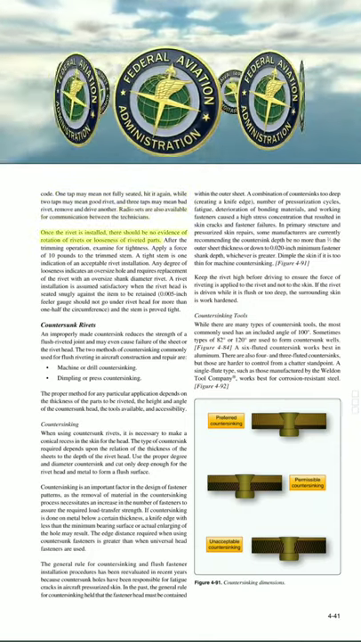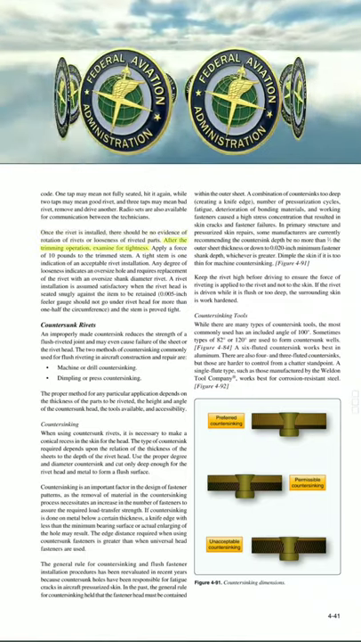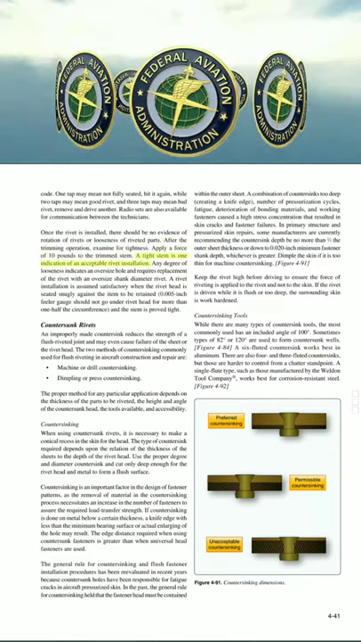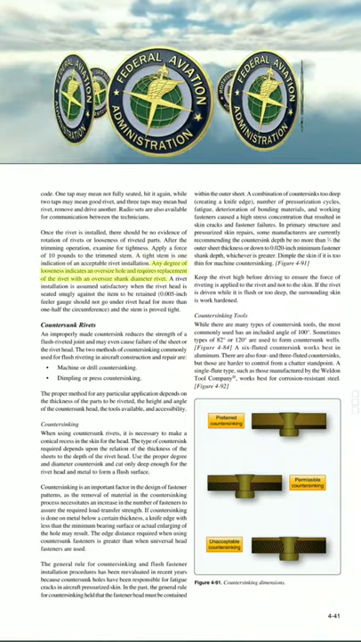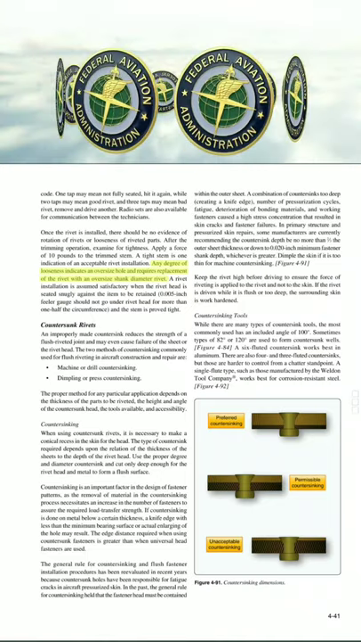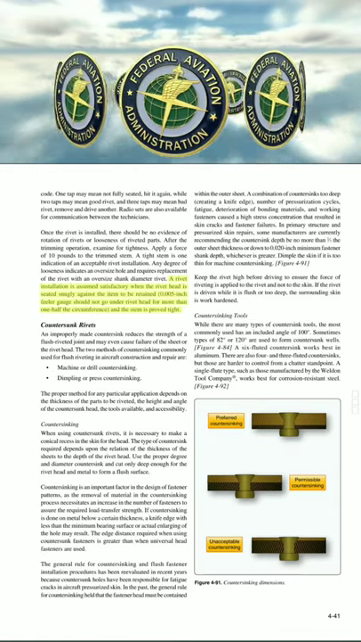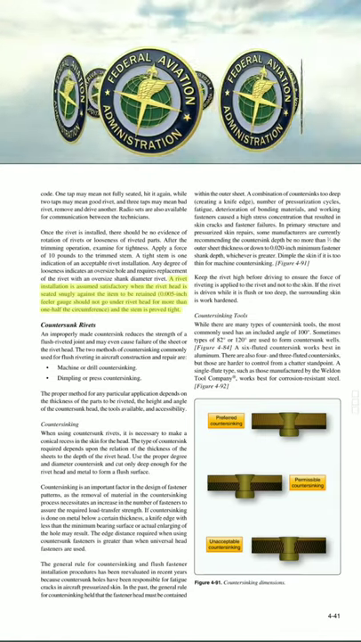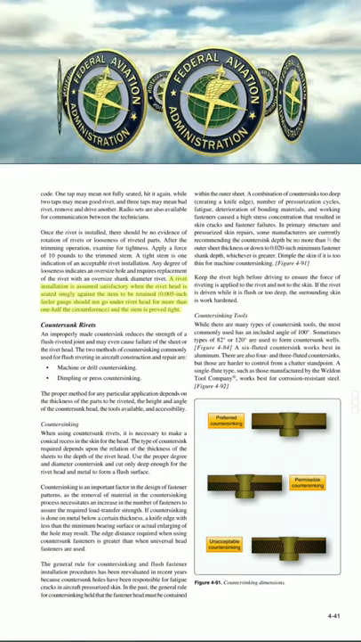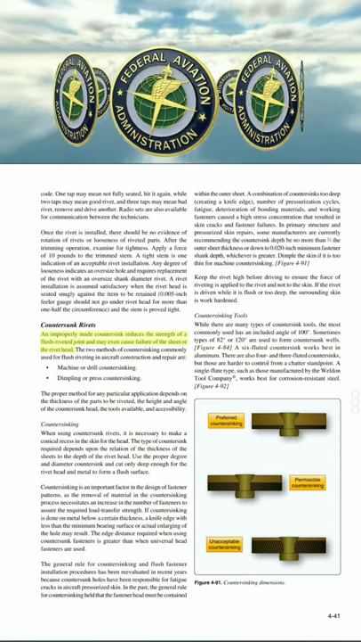Once the rivet is installed, there should be no evidence of rotation of rivets or looseness of riveted parts. After the trimming operation, examine for tightness. Apply a force of 10 pounds to the trim stem. A tight stem is one indication of an acceptable rivet installation. Any degree of looseness indicates an oversized hole and requires replacement of the rivet with an oversized shank diameter rivet. A rivet installation is assumed satisfactory when the rivet head is seated snugly against the item to be retained. A 0.005 inch feeler gauge should not go under the rivet head for more than 1/2 the circumference, and the stem is proved tight.